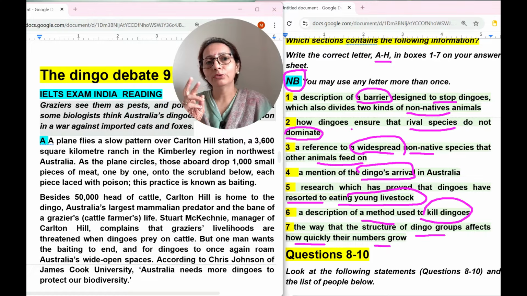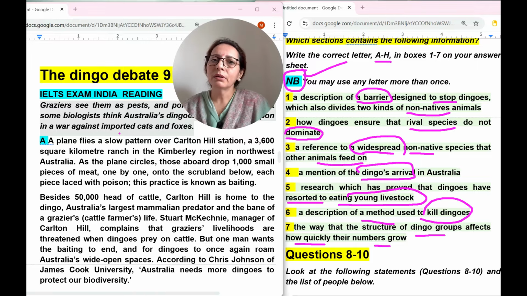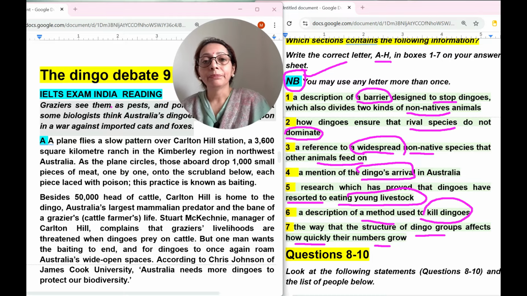Then in front of one and two, the information we are getting is in paragraph A. So in front of question number one, A will come, and in question number two also A will come. So let's read paragraph one, and definitely you can practice with me. It will be beneficial to get higher band scores in IELTS reading.